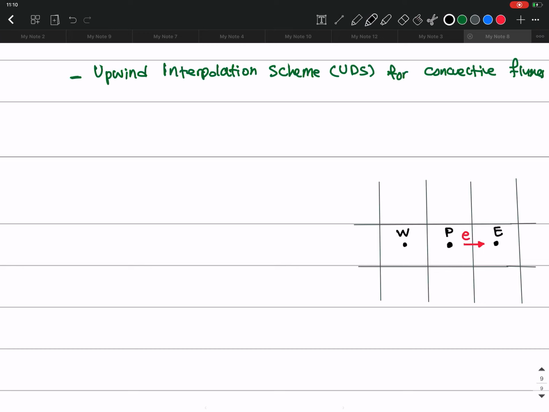So in the upwind scheme, we say phi E, this flux, equals very simply the value of phi at point P if V dot N at E is greater than 0. What does this mean? This means that the flow is going from left to right. So V is this vector, and N is this vector. So this is positive, okay?